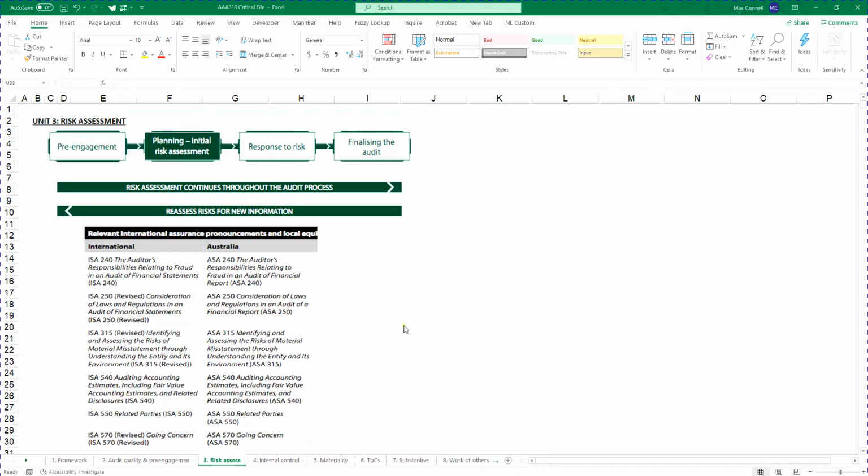Hey, all, welcome to Unit 3 Risk Assessment. So if you remember back to the timeline we talked about in the framework chapter, outlining the various phases of the audit process, the first one being the pre-engagement process, which we've talked about in the last chapter. The next stage of the audit process is the planning or the initial risk assessment.